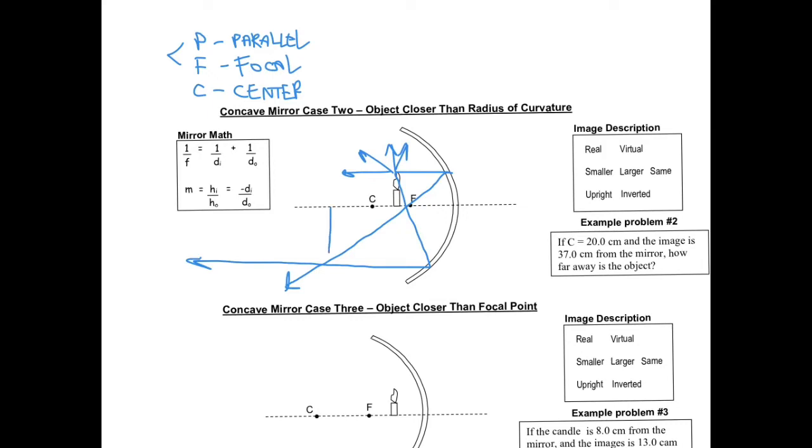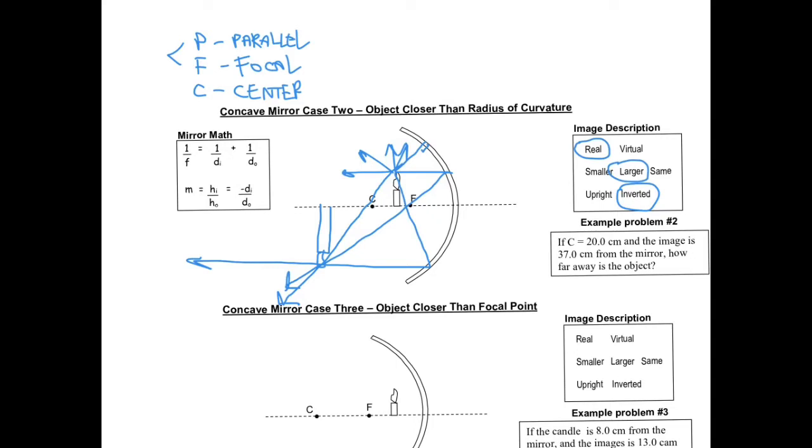And where any two rays cross, that is where your image is going to be. So the image is actually going to be way down here. Now the ray that leaves the candle that went through the center would never hit the mirror. But a ray that looks like it came from the center would reflect back on itself and go through the center and also go to that same point. So any two of those three would establish an image. And so this is also real. It's larger and it's upside down, or inverted.